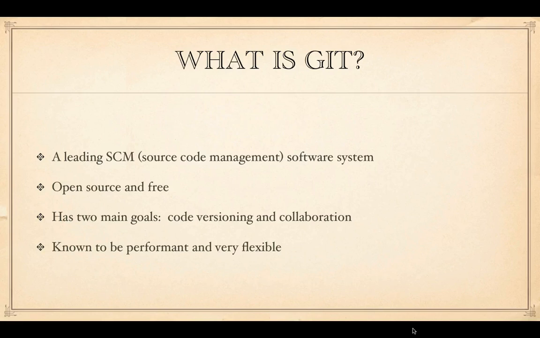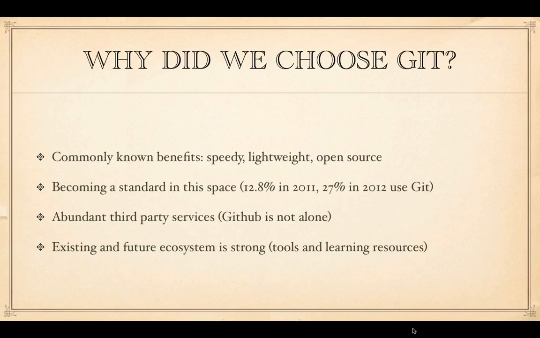And collaboration is obviously working with other developers. Git's excellent at allowing you to work with other developers, mesh your different changes to your source code together, and help manage any conflicts that you create as you're developing. So Git's known to be very performant and flexible, and that's why it's become popular. It's lightweight, quick, and allows for many different scenarios in software development.